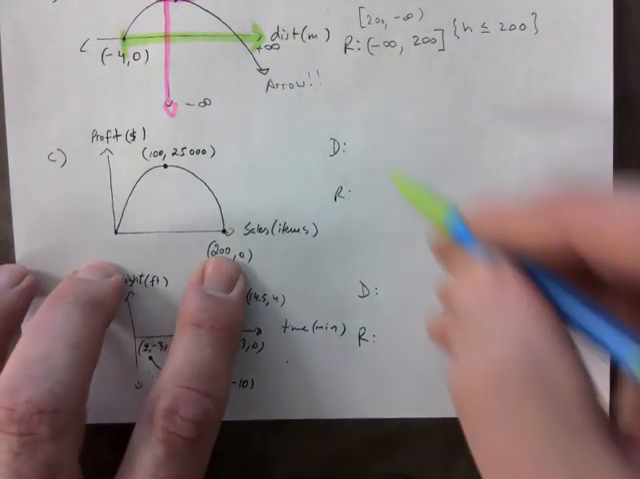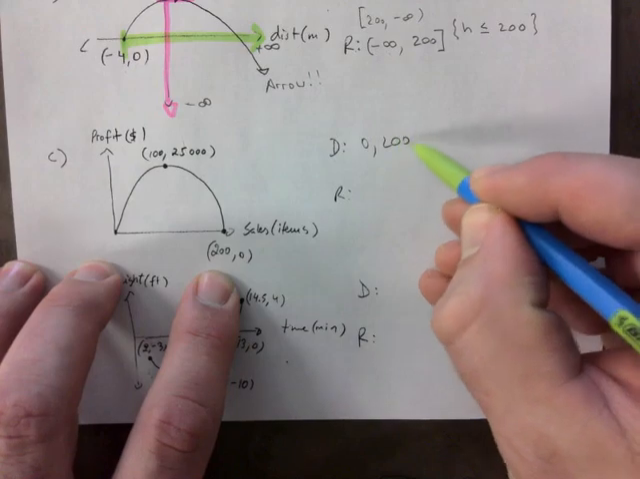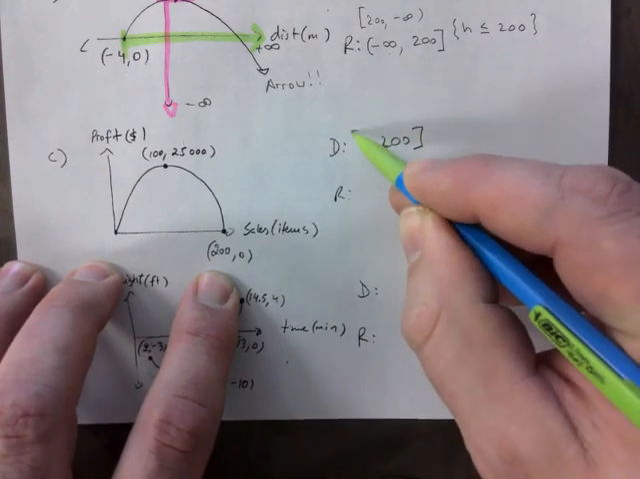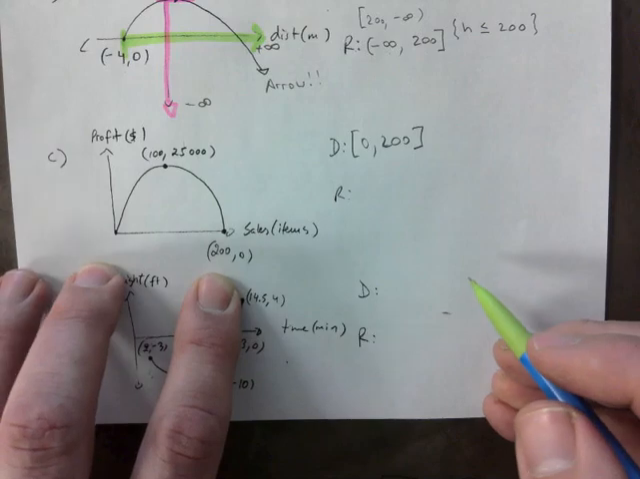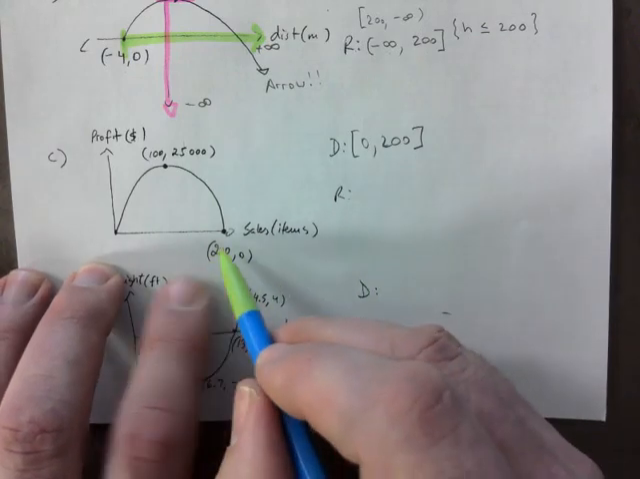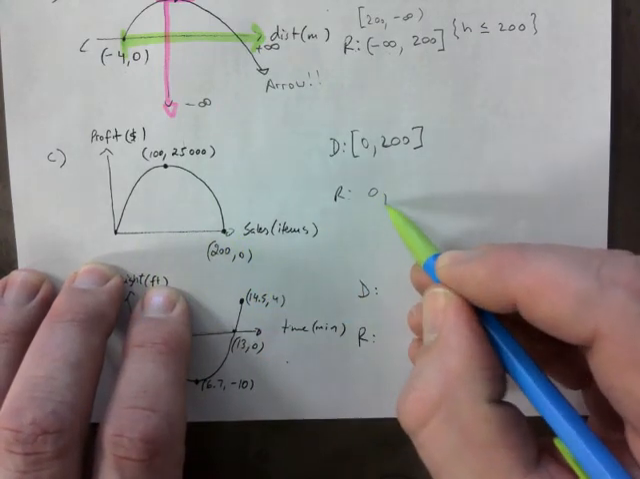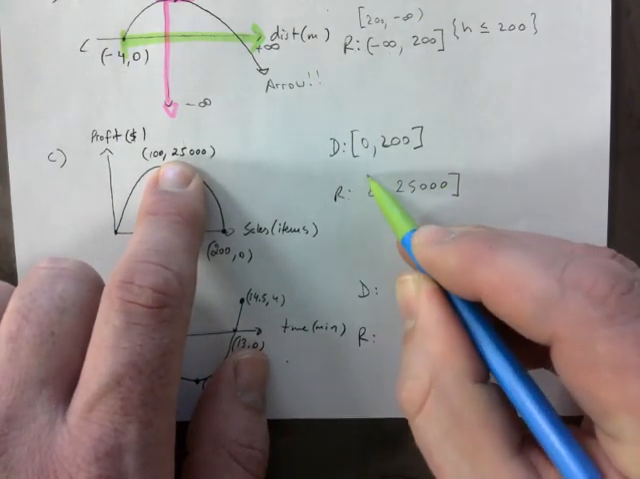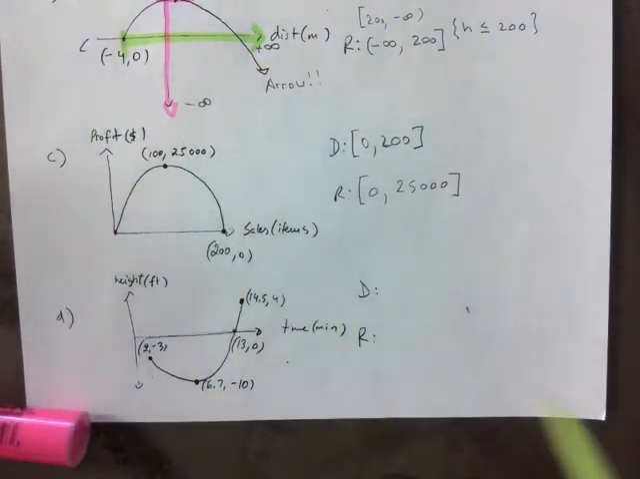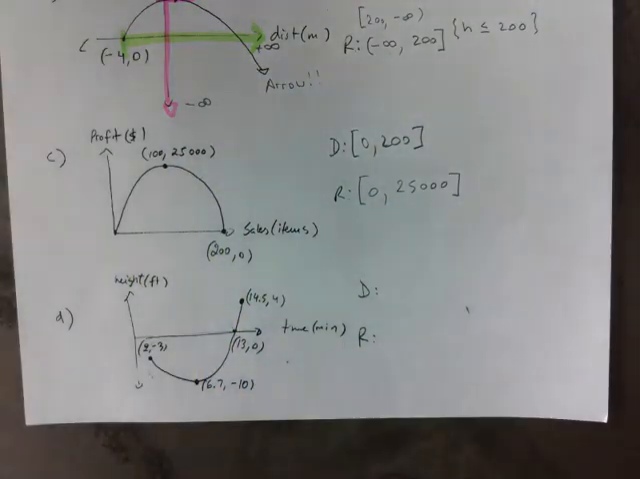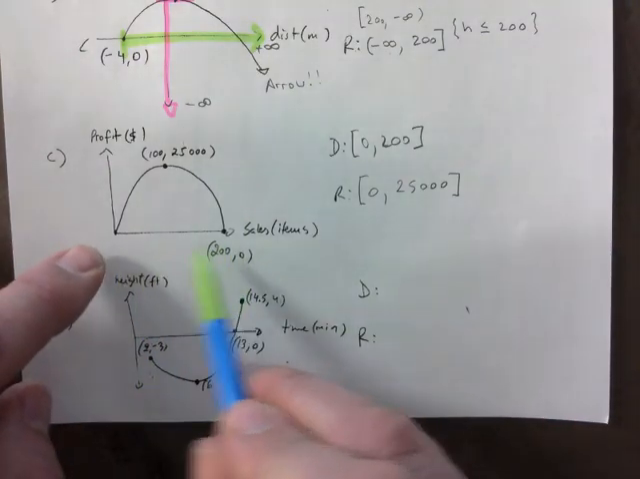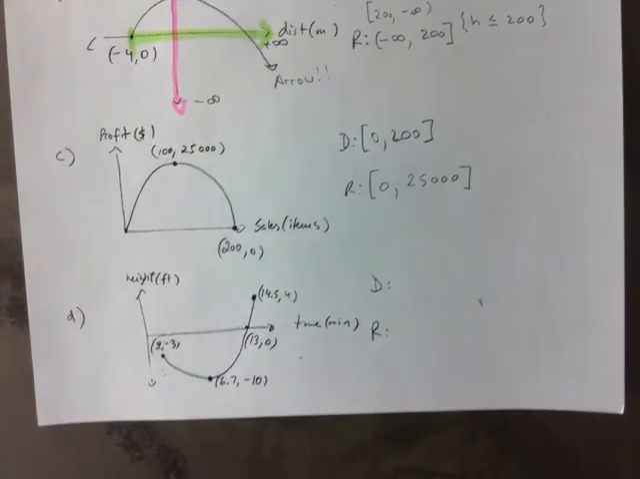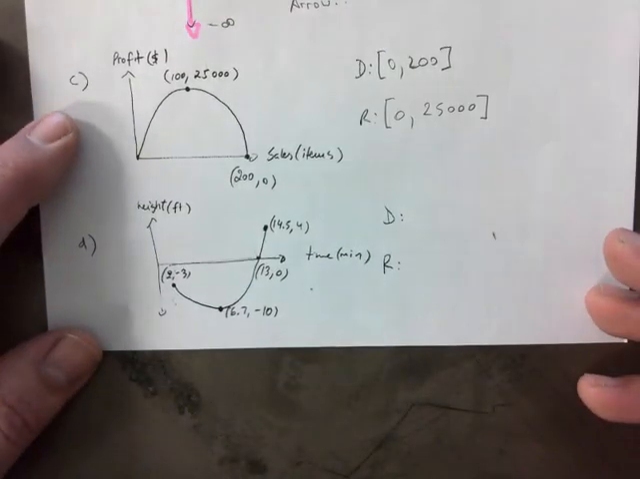This one, domain 0 to 200. I think I'm going to skip the set notation because it's the same as the first one. And in terms of range, we get down to 0 all the way to 25,000. So this is a very classic domain and range. It's not too difficult to do this one. You go from 0 to 200, 0 to 25,000. So there we go. And then our last one here.